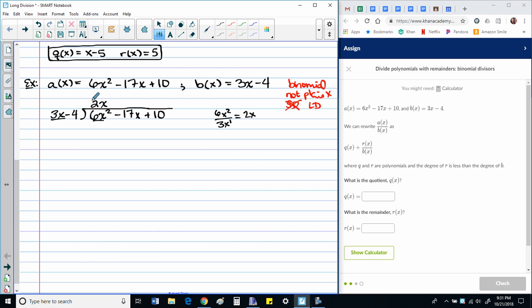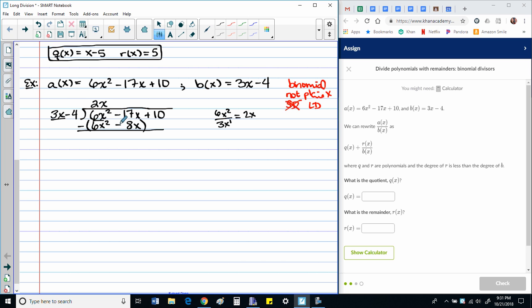Now multiply. 2 times 3 is 6. X times x is x squared. 2 times negative 4 is negative 8. And again, you can pull up your calculator. And then x. Don't forget your subtraction symbol and your parentheses. 6 minus 6 is 0. Negative 17 minus negative 8.